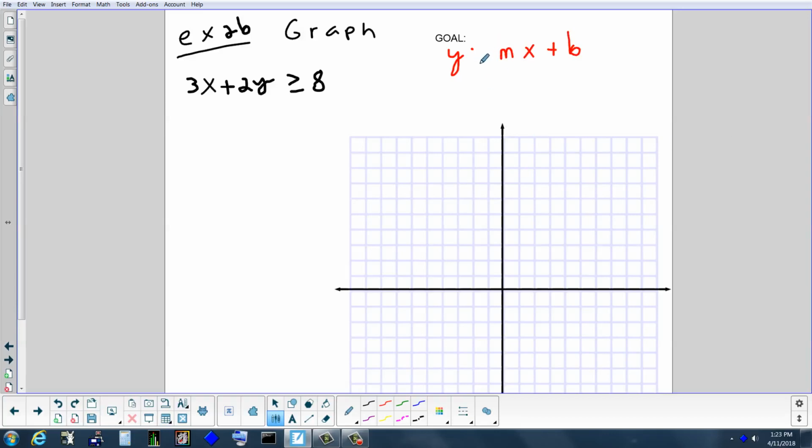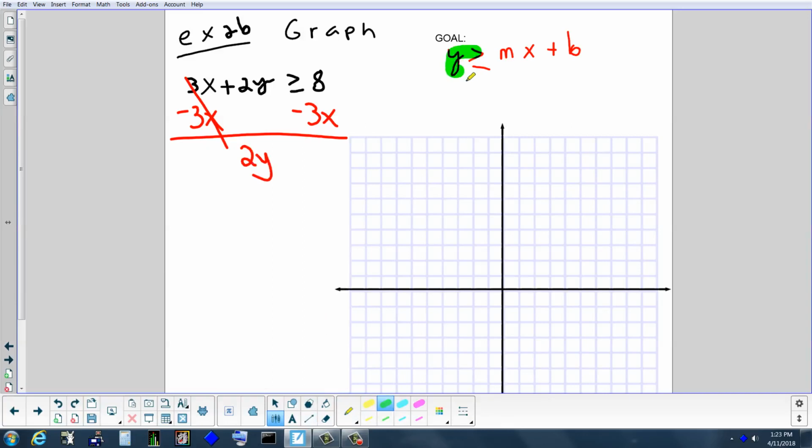Paige. Subtract 3x from both sides. Right? Mr. Hager put the goal right there. That's what we want to do. Minus 3x. Minus 3x. That one cancels out. On my left-hand side, Paige, what's left? 2y.